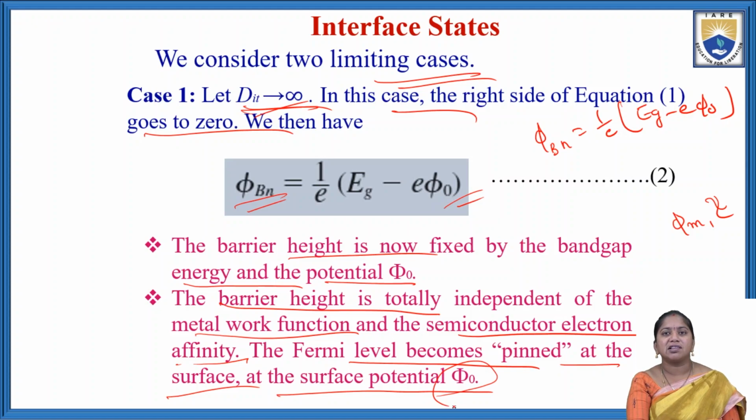So the first case is Dit tends to infinity. Then equation 1 becomes φBn equal to 1 by q times (Eg minus qφ0). Here the barrier height depends only on the band gap and the surface potential. So the barrier height is totally independent of the metal work function and the semiconductor electron affinity. So the Fermi level becomes pinned at the surface.